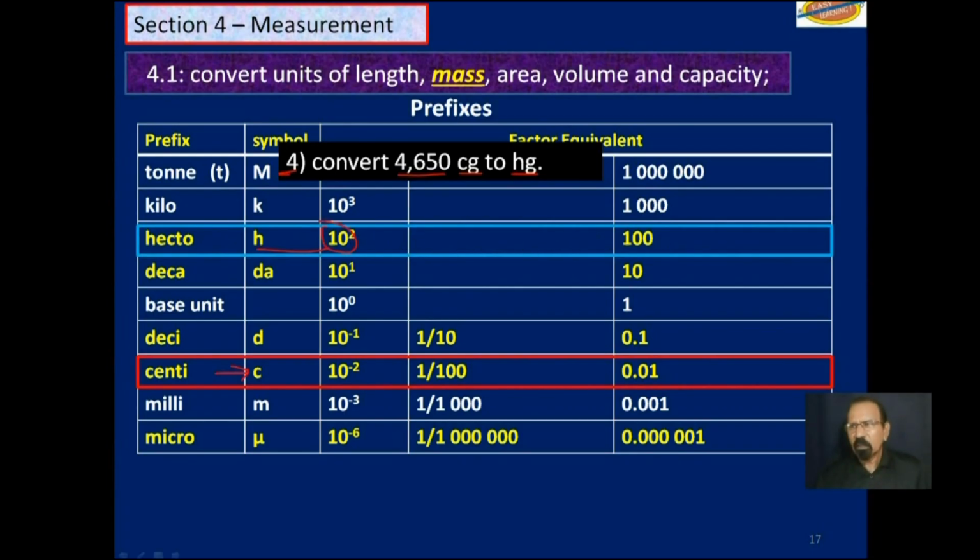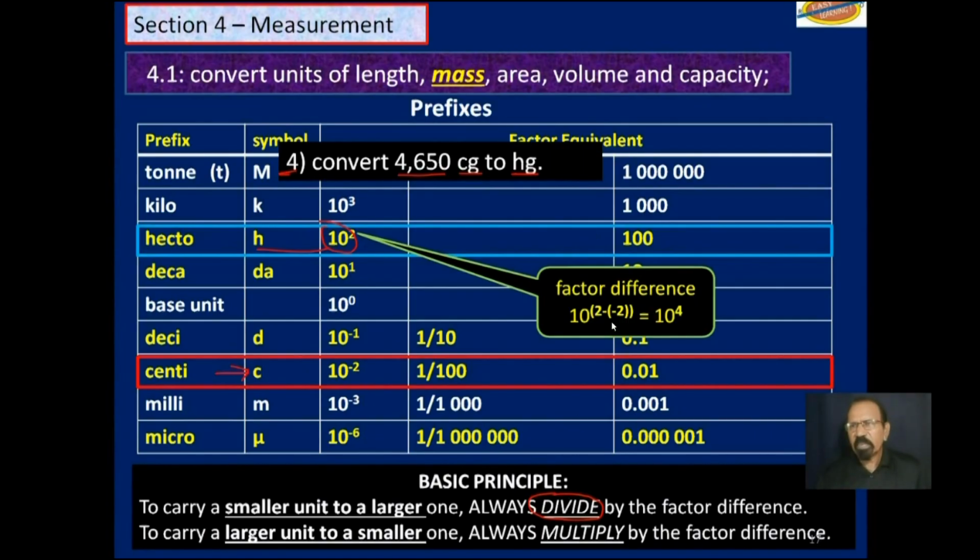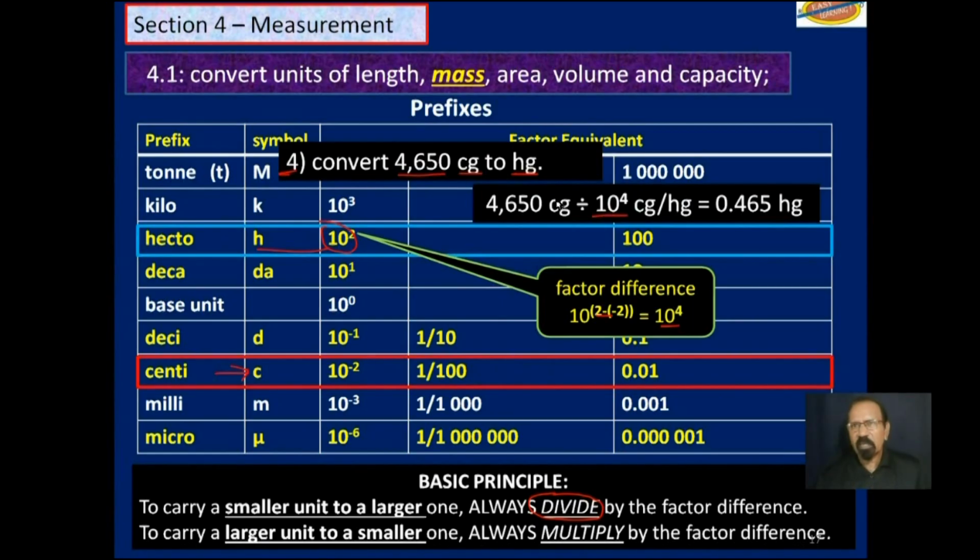From a smaller to a larger, we will have to divide by the factor difference. What is the factor difference? 10 to the second power divided by 10 to the negative 2. You subtract the indices and you get 10 to the fourth. So it takes 10,000, that's 10 to the fourth, centigrams to make 1 hectogram. We will therefore have to divide by 10,000, which is 10 to the fourth. Divide by that, you shift the point 4 places because of this 4, and you get 0.465 hectogram.